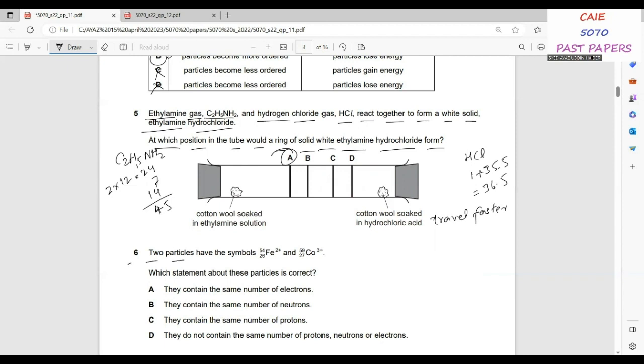Number 6. Two particles have the symbols Fe²⁺ and Co³⁺. Which statement about these particles is correct? A. They contain the same number of electrons. So Fe is carrying a +2 charge. It means it has lost 2 electrons. The proton number of Fe is given, which is 26. So subtract 2 from 26, we get 24. This will be the number of electrons for Fe²⁺.